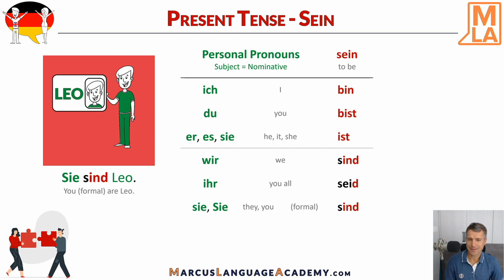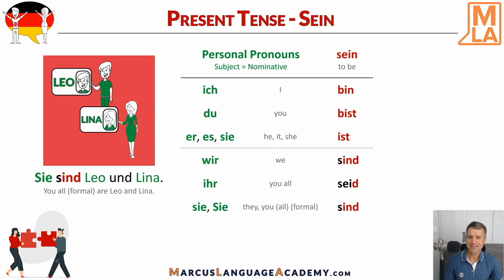Please do not forget that in German there's a form of direct speech, and it does not matter whether I am speaking directly to one or more people. It is always the third person plural, and the personal pronoun is always capitalized. Sie sind Leo. You, formal, are Leo. Sie sind Leo und Lina. You all, formal way, are Leo and Lina.